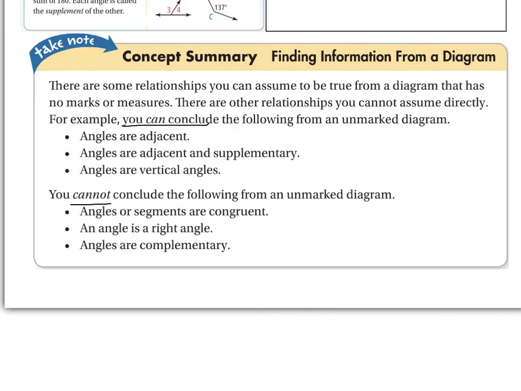You cannot assume, in other words, these must have markings. If they don't have markings in the picture, you cannot say that they're true. For example, angles or segments are congruent. They're not congruent if they don't have the markings. An angle is a right angle. Again, if it doesn't have the marking, it's not a right angle. Angles are complementary. Again, if it doesn't have the marking, if they're complementary, they add up to be 90. You should see the square in the picture as well.